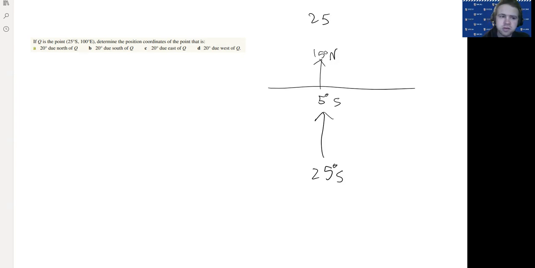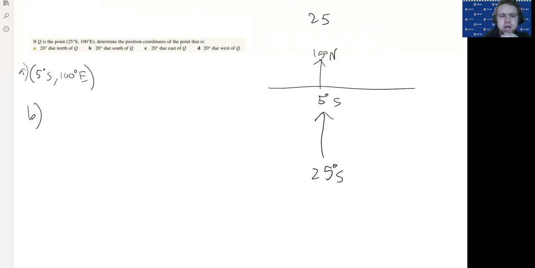It can be a little confusing. If we think of north as positive and south as negative, and going north is adding and going south is subtracting, sometimes that can help. But we just have to remember that we don't actually use the positive or negative signs. We just say north or south. So if we're 25 degrees south and we move 20 degrees north, then we end up at 5 degrees south and we're still 100 degrees east. That east value doesn't change because we're just going north.